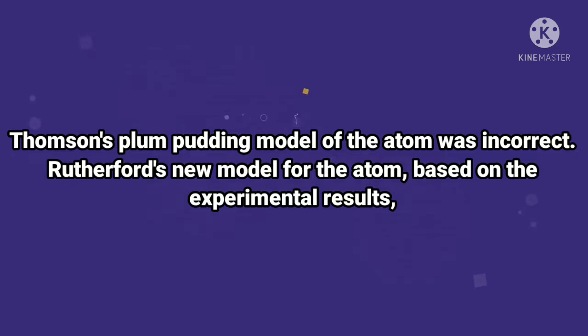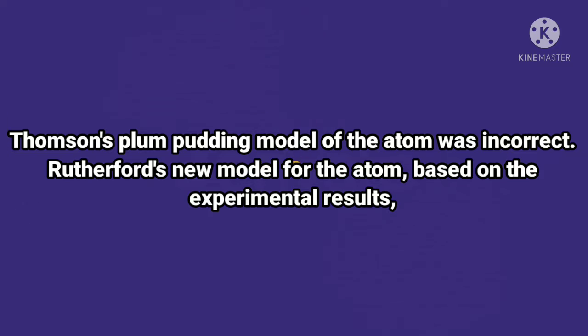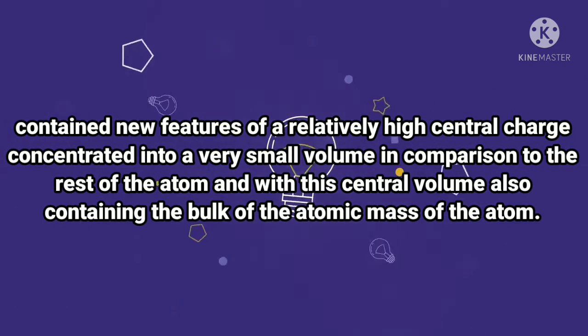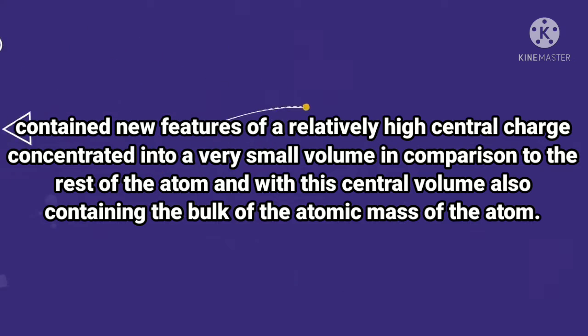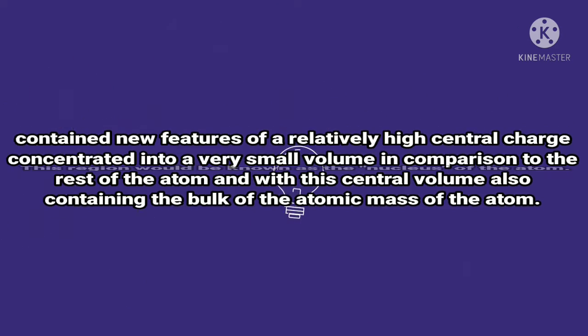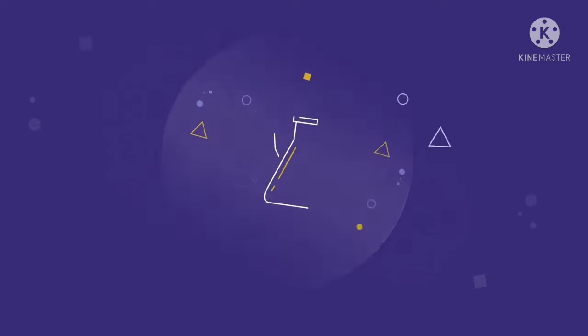Rutherford's new model for the atom, based on the experimental results, contained new features: a relatively high central charge concentrated in a very small volume in comparison to the rest of the atom, with this central volume also containing the bulk of the atomic mass of the atom. This region would be known as the nucleus of the atom.